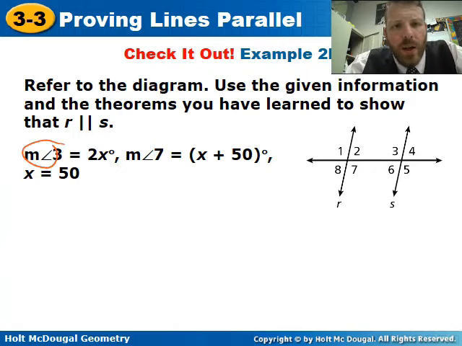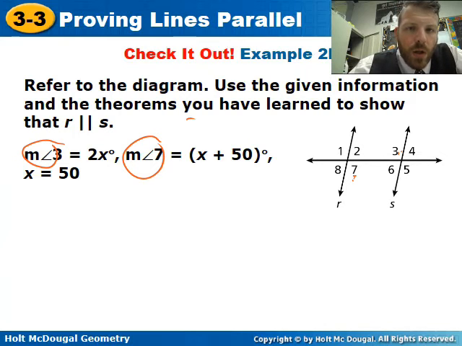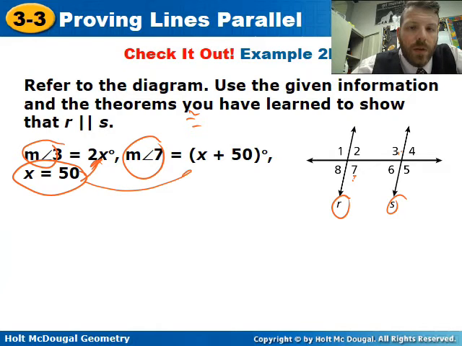Okay, so if you take a look at angle 3 and angle 7, those are alternate interior angles. Since they're alternate interior angles, they have to be congruent in order for these lines right here to be parallel. It's based on the theorem. So what we're going to do is check and see, by plugging this x in, if they are. The measurement of angle 3 when plugged in is 100. The measurement of angle 7 is also 100.